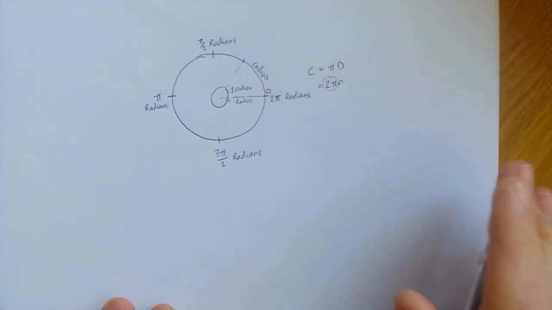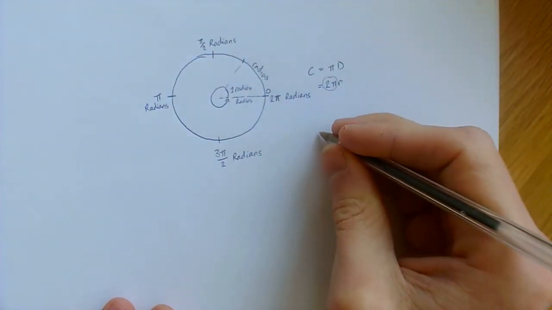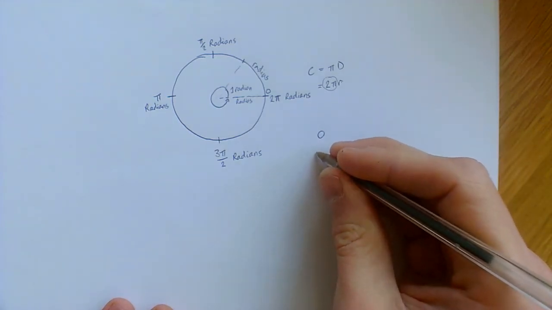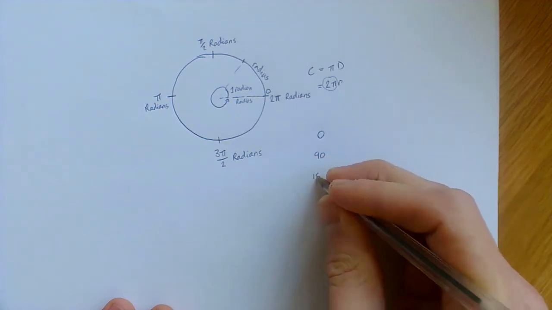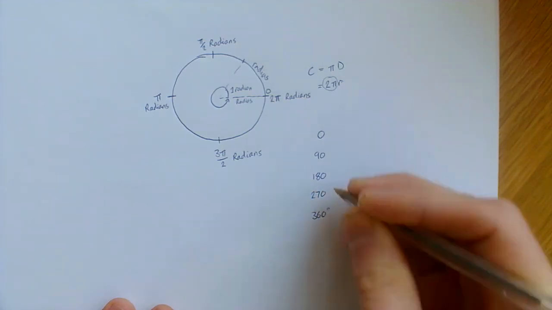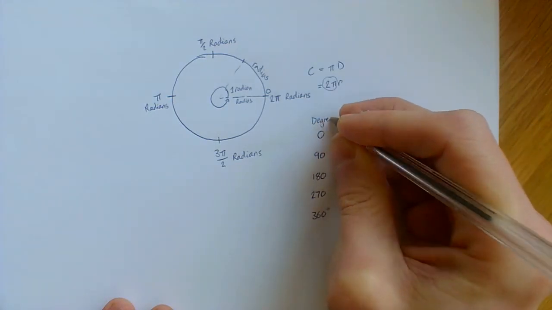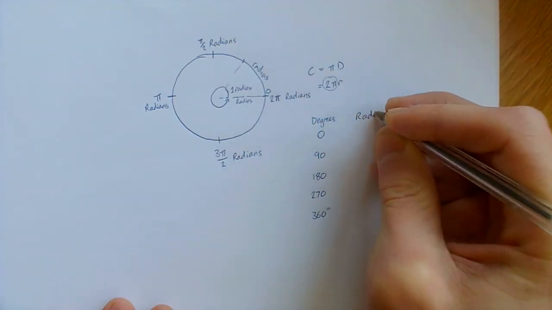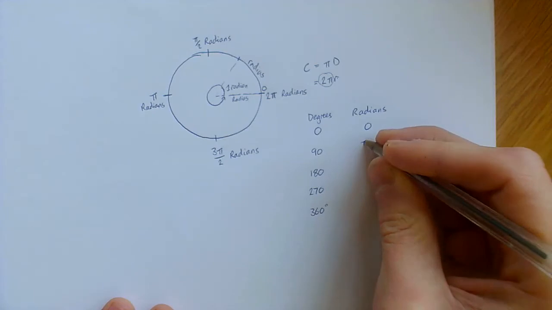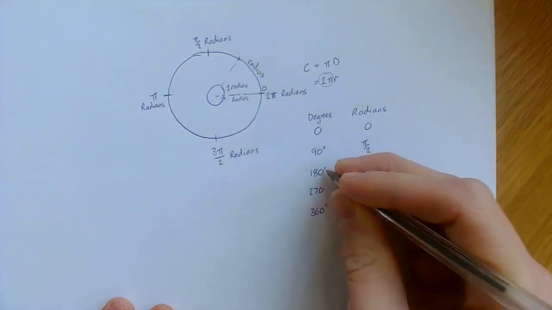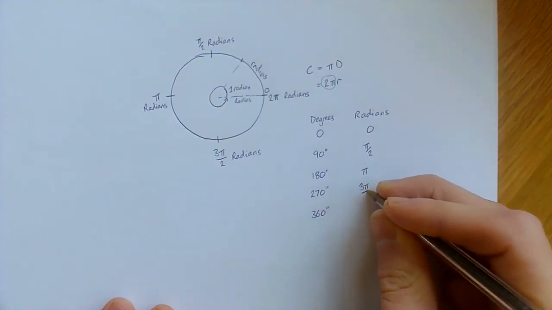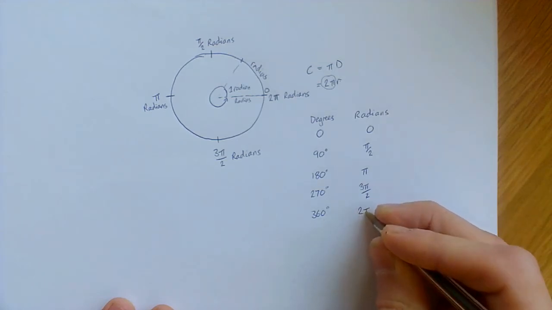So it might be quite useful to have a little table of some of our key and most common angles that come up. So we're going to say 0, let's have 90, 180, and 270, and 360 degrees. So these are all degrees, and these are all radians. So if I've turned nothing, I've also done no radians. If I've turned 90 degrees, that's pi upon 2 radians. And if I've turned 180, that is pi radians. 270 is 3 pi upon 2 radians. And 360 is 2 pi radians.